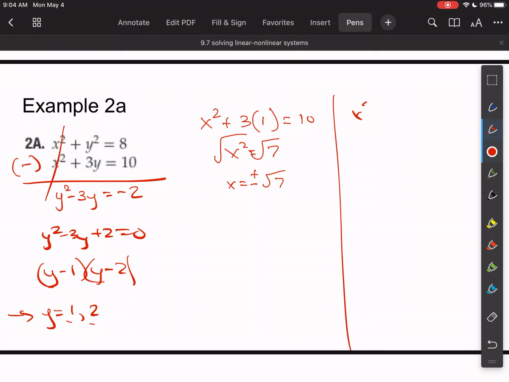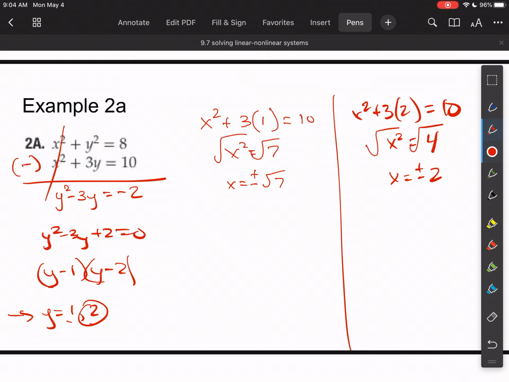Let's do this first. X squared plus 3 times 2 will give me my other one, right? Just plugging in that 2. Okay, so x squared then would be equal to, if you have a plus 6 there, you've got to subtract 6, so it'd be 4. X is then equal to plus or minus 2 when you take the root. Okay, so here's all of our possible solutions for this one.